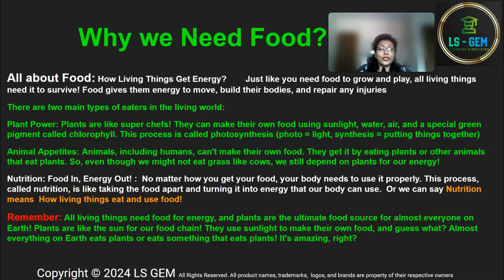Plants are like the sun for our food chain. They use sunlight to make their own food and guess what? Almost everything on earth eats plants or eats something that eats plants. Isn't that amazing? Right?